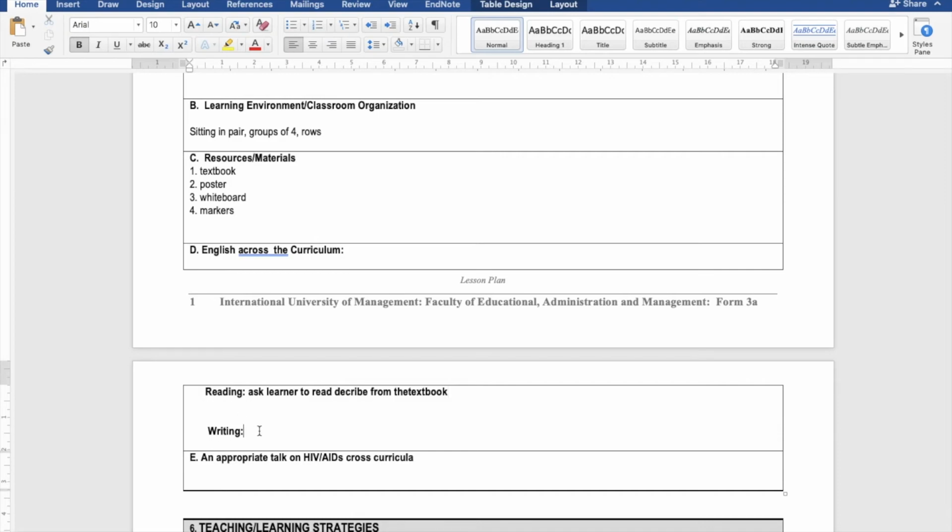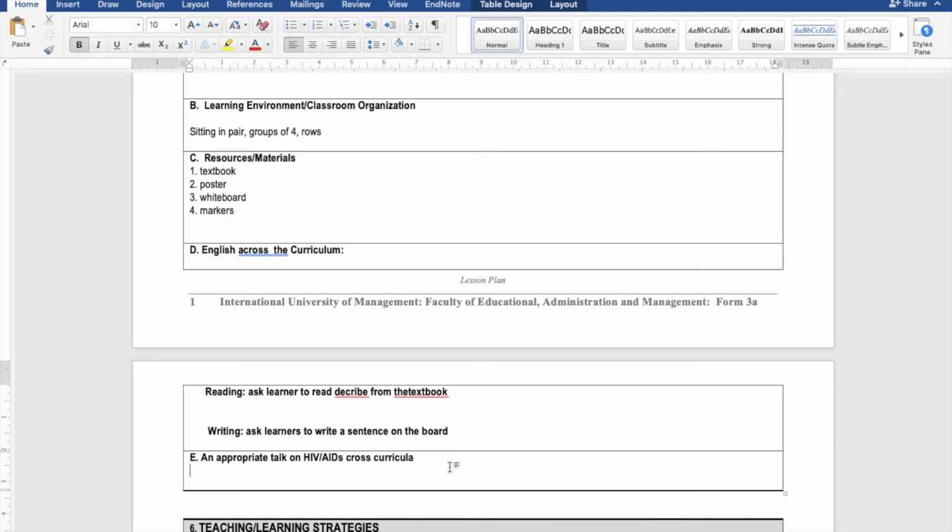All right, and then writing. How are they going to practice writing? Probably you ask one of the learners to write a sentence on the board. Make sure that you are so specific. Ask learners to write a sentence on the board, right? Something like that. So they are practicing English in that way.